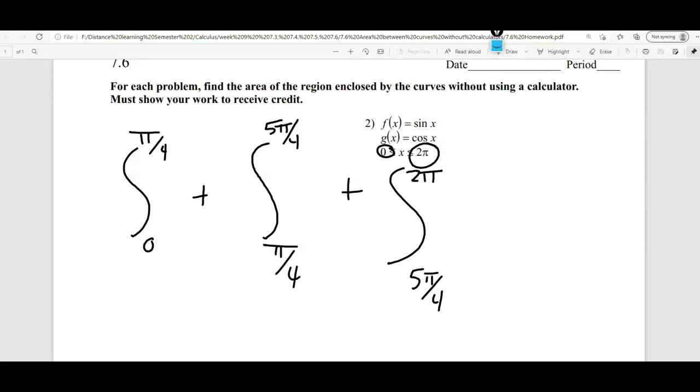Now the question is, on these intervals, which one comes first? So we have to know for each one of these intervals, is it f minus g, or will it be g minus f?